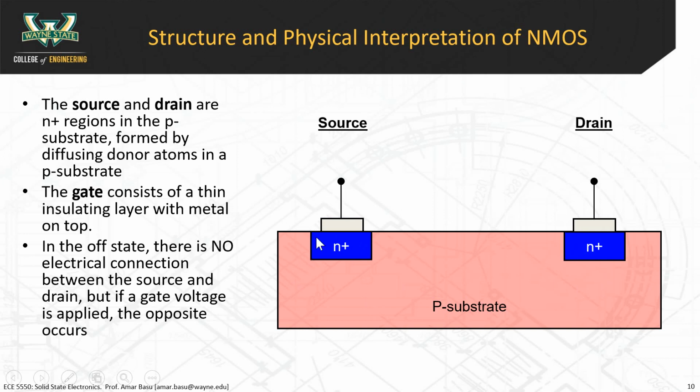All right, and then in order to make an electrical contact to it, we have a piece of metal here. We deposit some metal on top of the source so that we can attach our wire to it. This is what's called a bond pad, if we want to make an electrical connection to the NMOS device.